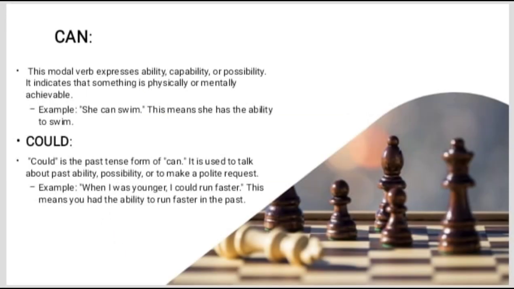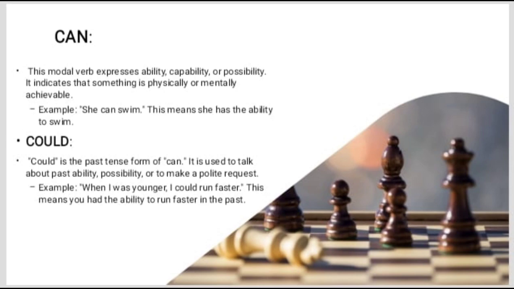The next one is can. This modal verb expresses ability, capability or possibility. It indicates that something is physically or mentally achievable. Now this modal verb shows us that you can achieve something physically or mentally. For example, she can swim. This means she has the ability to swim. She can achieve that goal.